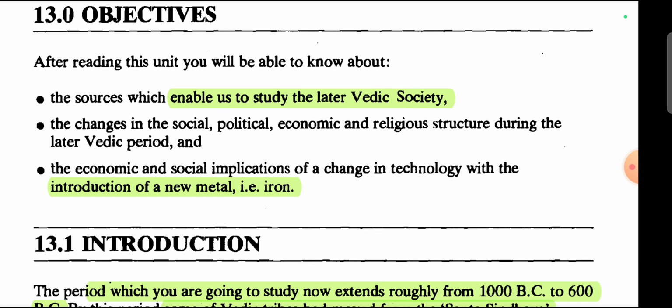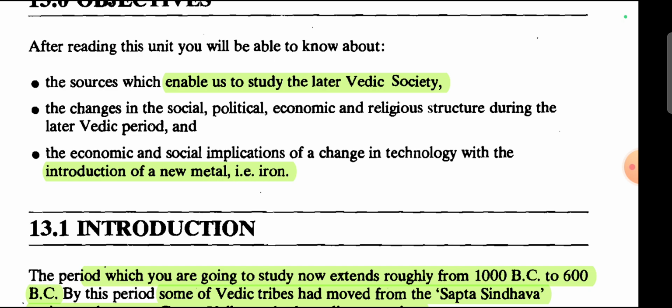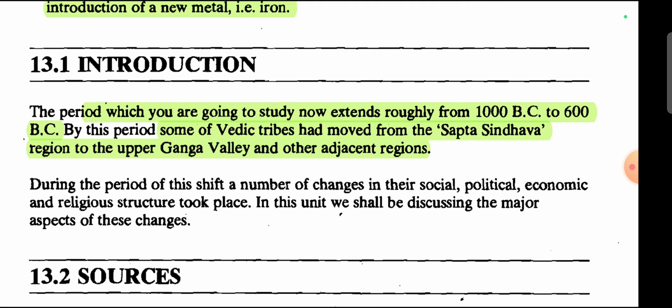Vedic society, the changes in the social, political, economic and religious structures during the later Vedic period, and the economic and social implications of a change in technology with the introduction of a new metal, that is iron.